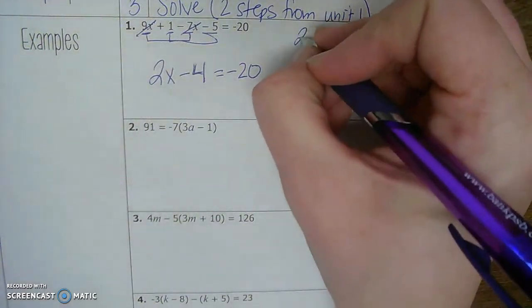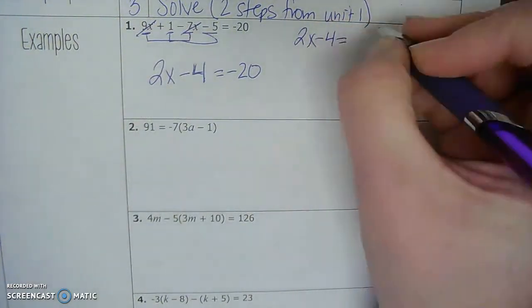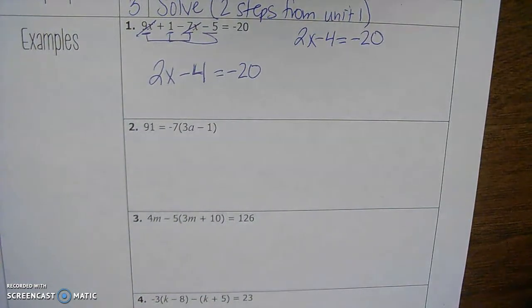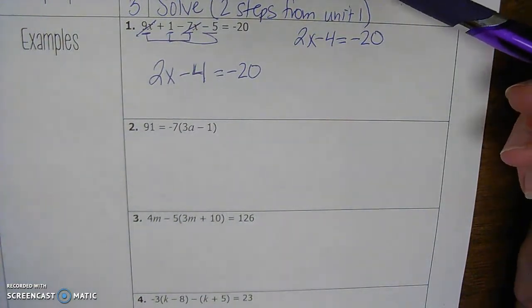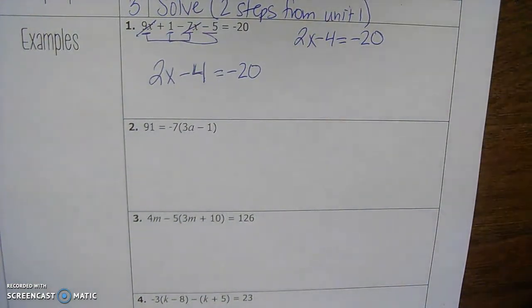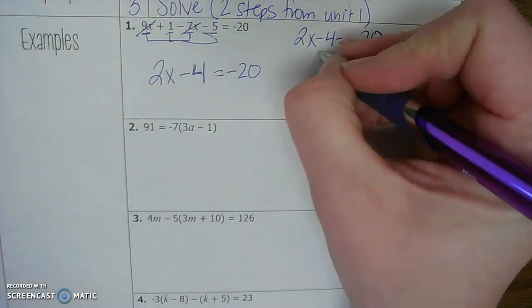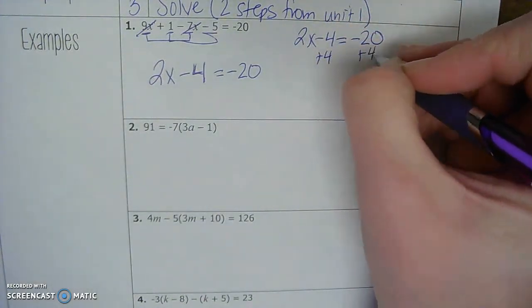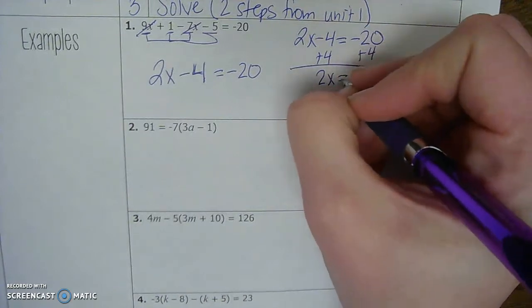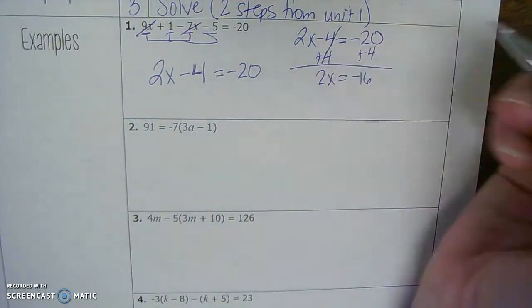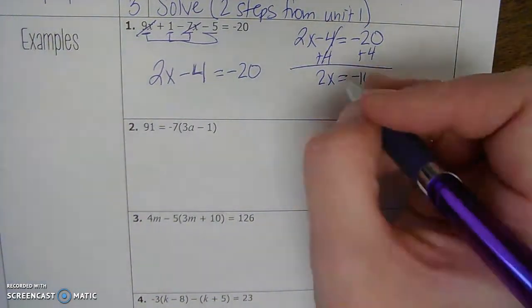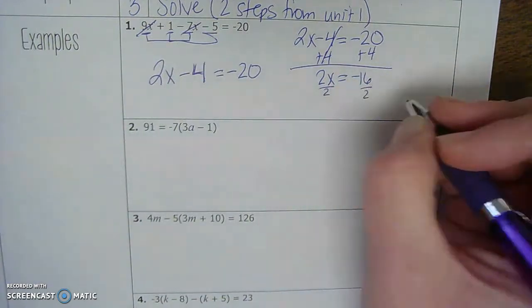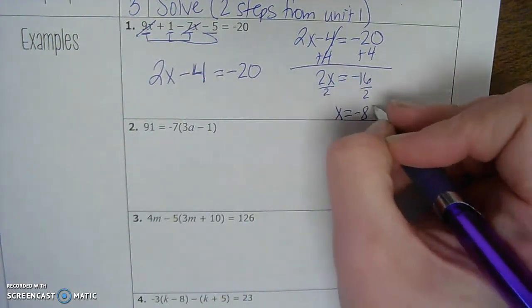I'm going to rewrite that over here. I forgot to leave myself enough room to solve it. So once you get through step 1, which we didn't need to do, and step 2, you're down to what we did in Unit 1. So now I would add 4 to both sides. 2x equals negative 16. This says multiply, so to undo that we divide. x equals negative 8.